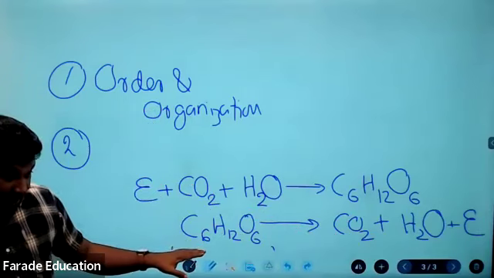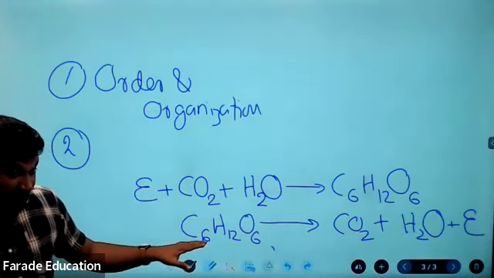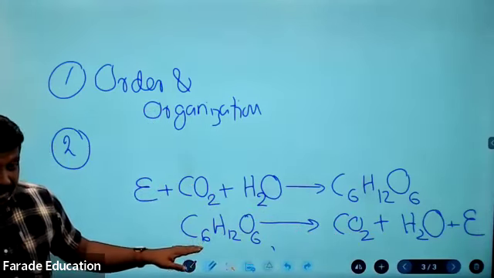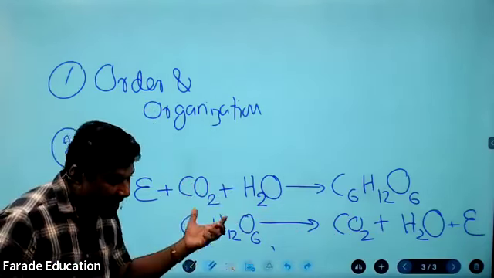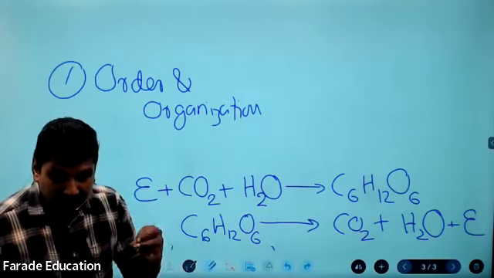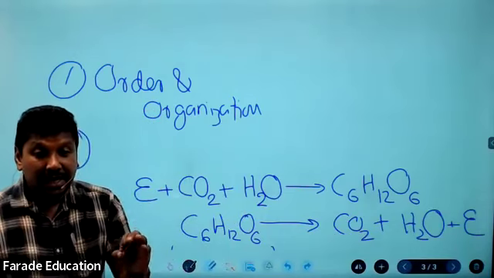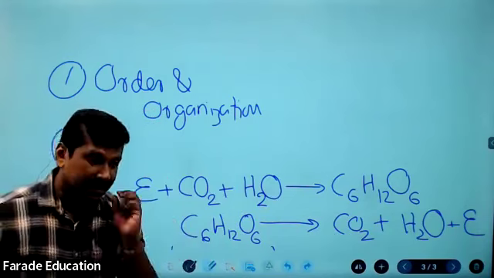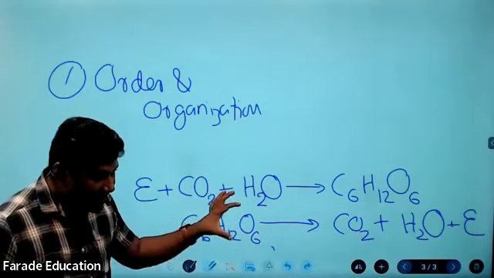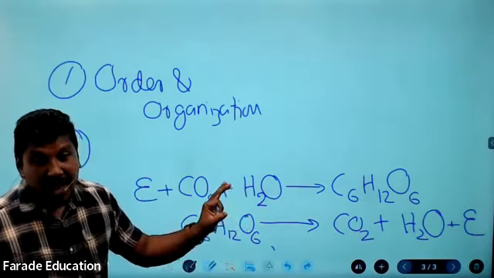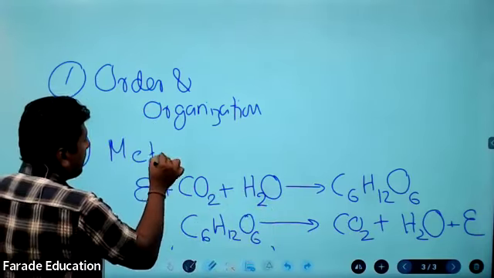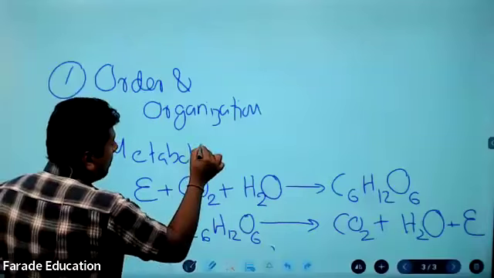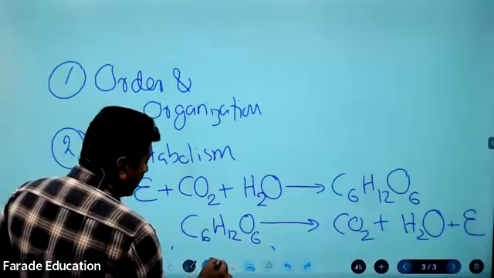So this reaction is a catabolic reaction. These types of anabolic reactions and catabolic reactions happen only in living organisms. So the collection of these two is called metabolism.